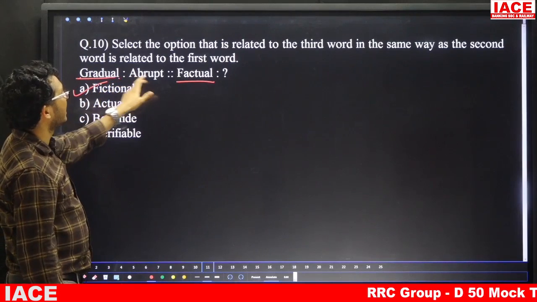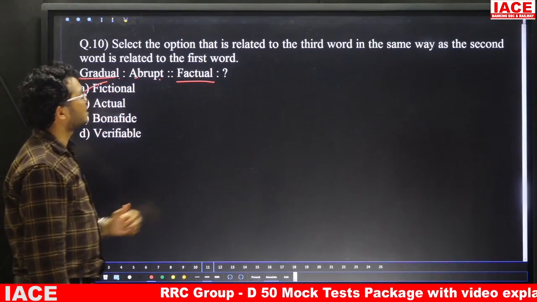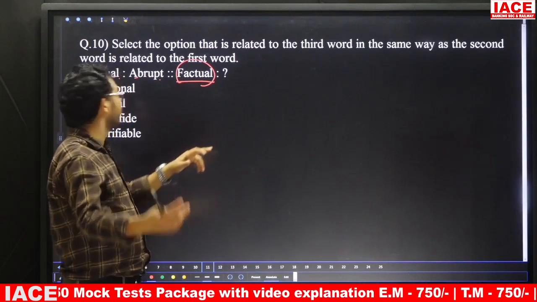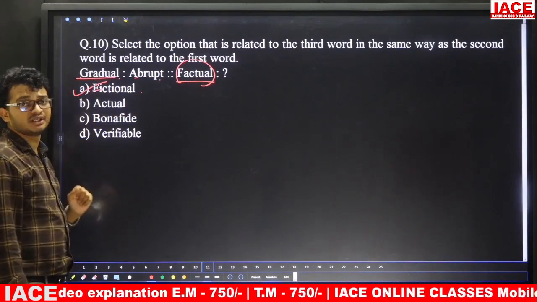Gradual means continue. The opposite is what? Abrupt, stop. In the same manner, factual means what? Real. The opposite one is what? Fictional. So the answer is what? Option A.